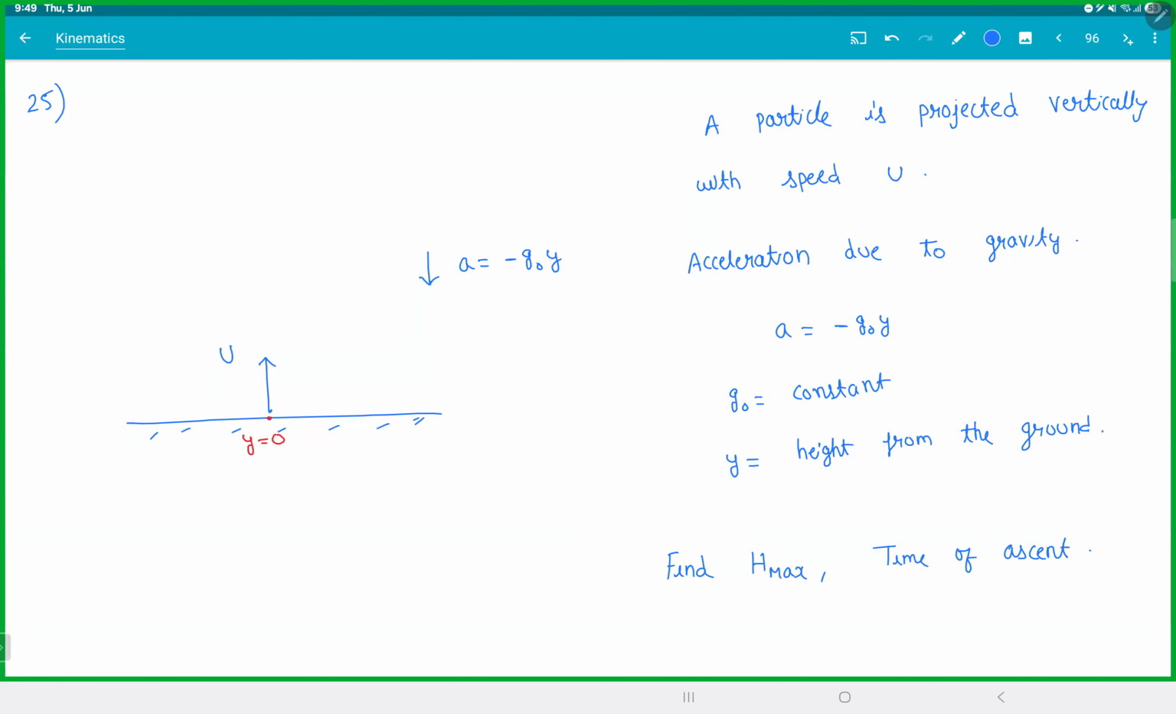Root 2u by g naught. What is that? H max. Let's see.